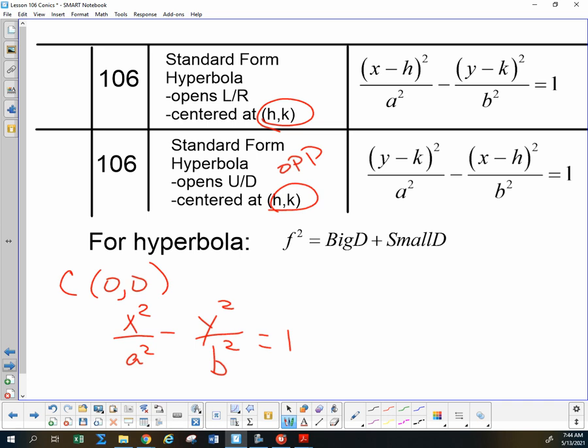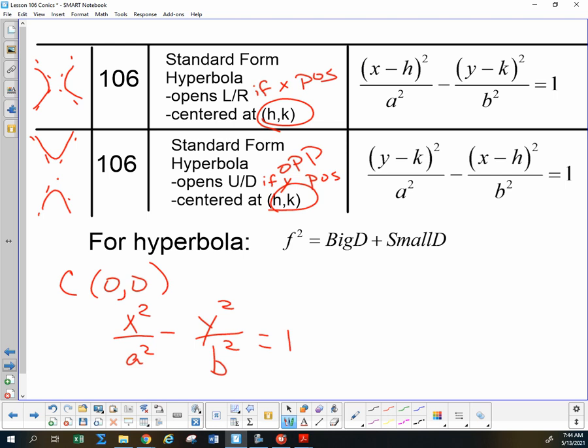If the x's are the positive ones, it opens in the x direction. If the y's are the positive one, it opens up and down. So for this one, we have one that is going like that, and one that goes like this.